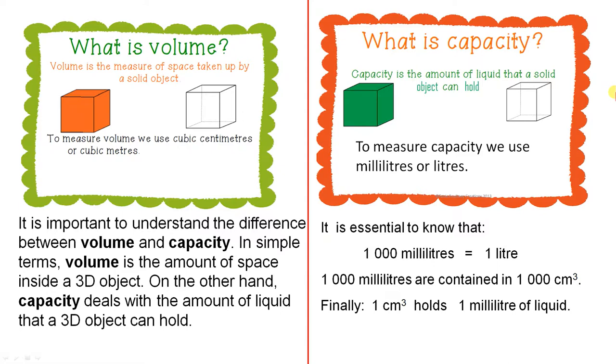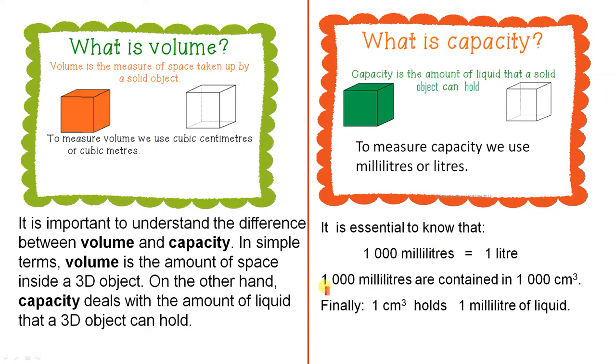So just repeating, what is capacity? Capacity is the amount of liquid that a solid object can hold. To measure capacity, we use millilitres or litres. It is essential to know that 1,000 millilitres equals 1 litre. 1,000 millilitres are contained in 1,000 cubic centimetres.